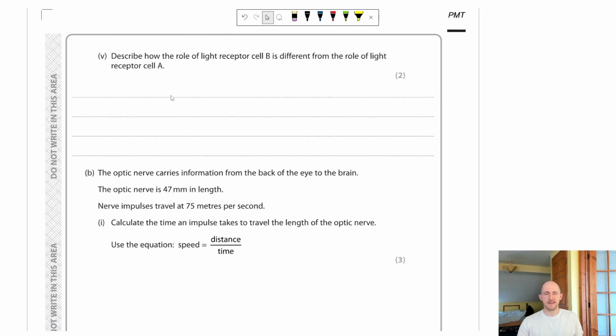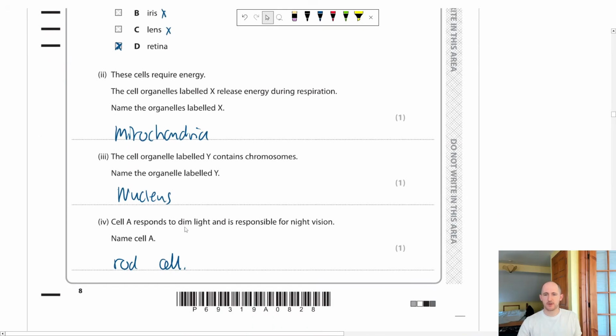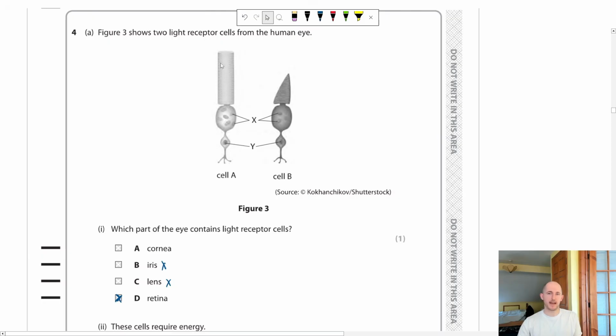Now, finally, the question that was kind of inevitable is, what's the difference between cell B and A? What's the role? Well, cell A, as we wrote back here, its response to dim light and night vision. If you've ever wondered why your night vision is never in colour, it's because cell A, the rod cells, deal with black and white vision only. Which is why, at night time, you don't see colour. Realistically, you should be able to see colour. But anyways, that's another story for another time.